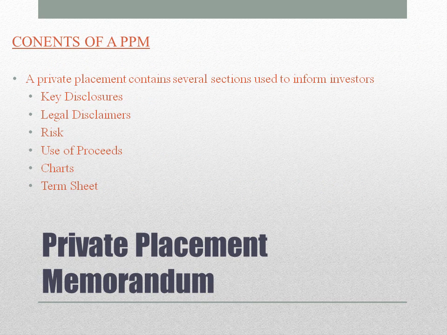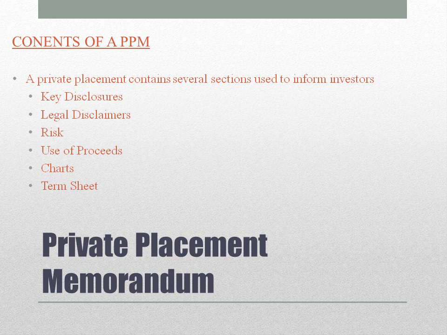A private placement contains several sections used to inform investors. A PPM must go far and beyond the generic level to specifically address the terms and risks of an investor's offering. For example, key disclosures should be used that provide cautionary language explaining the intent of the document and its limitations. Legal disclaimers are provided to help explain the specifics of how the private placement works. There is also a section on risk that helps investors to understand the general and specific risks that are associated with the business and how those risks will impact the value of the shares.